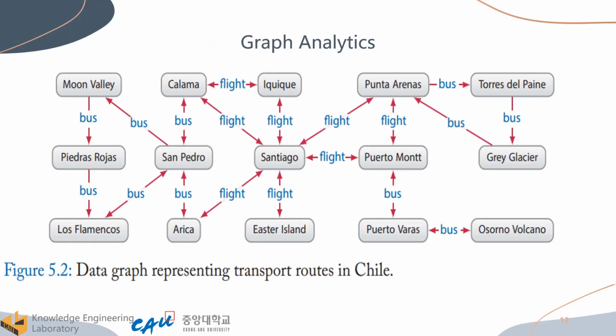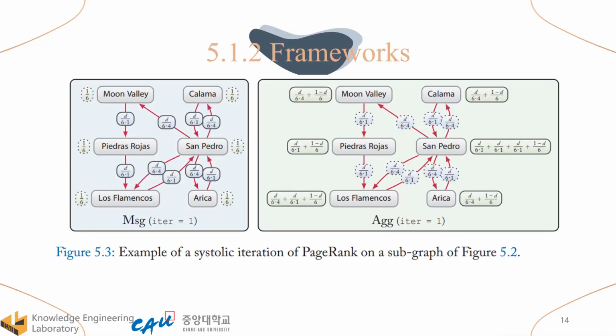To take an example, assume we wish to compute the places that are most easily reached by the routes shown in the graph of Figure 5.2. A good way to measure this is using centrality, where we choose PageRank, which computes the probability of a tourist randomly following the routes shown in the graph being at a particular place after a given number of hops. We can implement PageRank on a large graph using a graph parallel framework. In Figure 5.3, we provide an example of an iteration of PageRank for an illustrative subgraph of Figure 5.2.